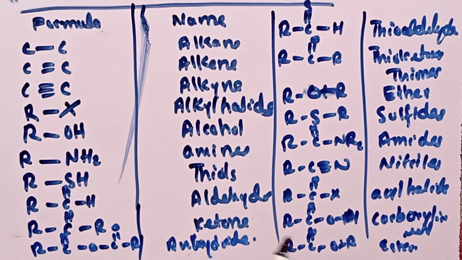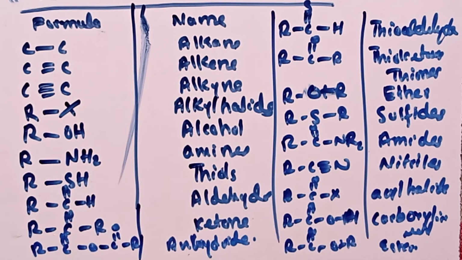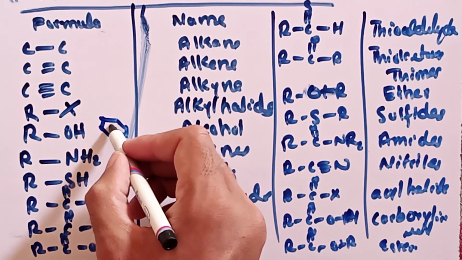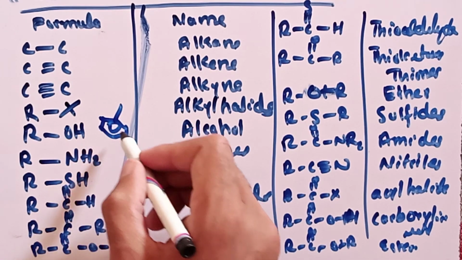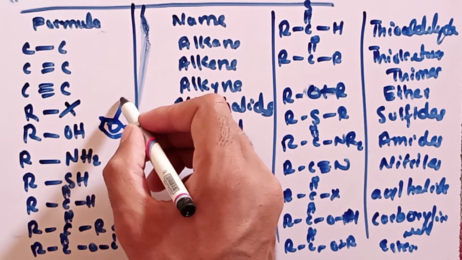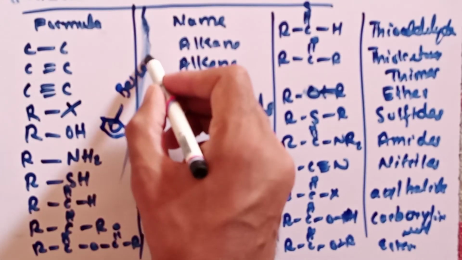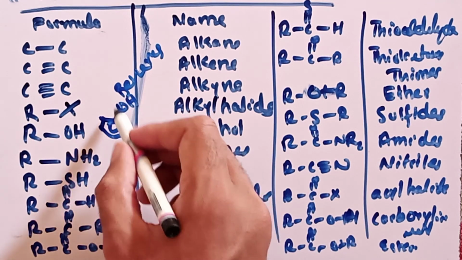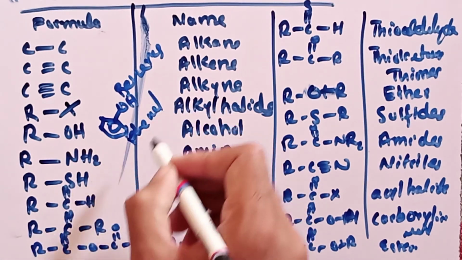Let's suppose there is a benzene ring, a six carbon ring with three pi bonds present, it will be called benzene. When one OH group is attached to any one carbon of the benzene, it will be called phenol.